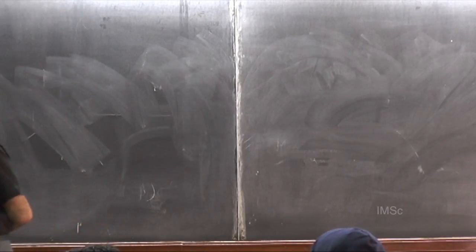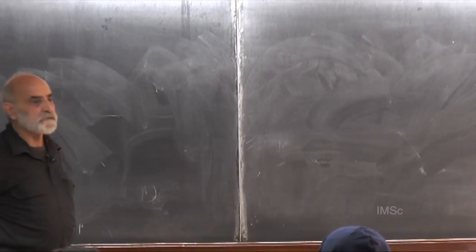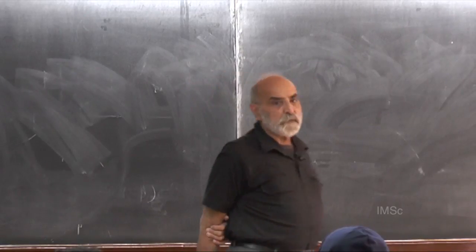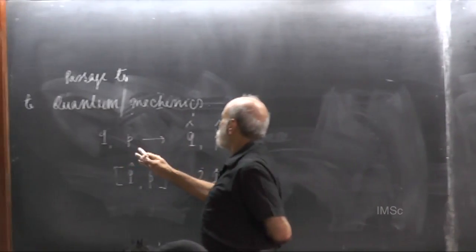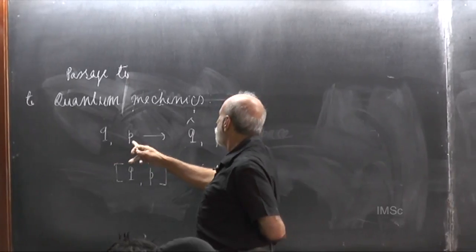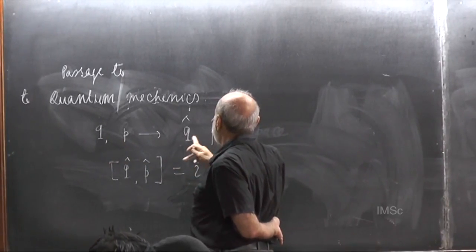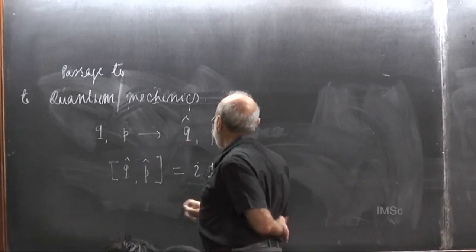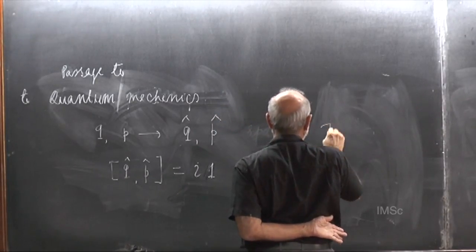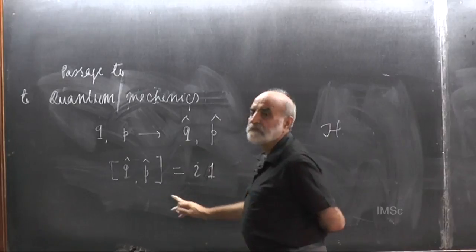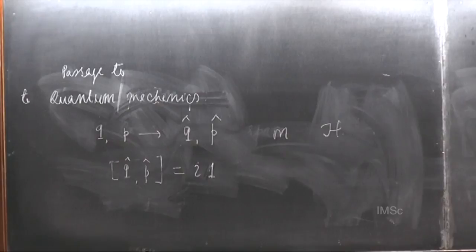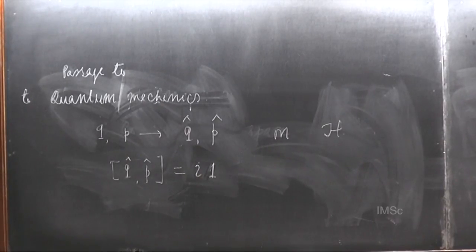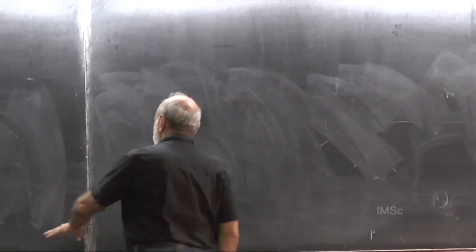So far Q and P were numbers, c-numbers, classical numbers. When we go to quantum mechanics, the passage is given by replacing Q and P by Q hat and P hat, where Q hat and P hat are operators on a Hilbert space H, obeying these fundamental commutation relations. This is one way to look at quantization of the system.